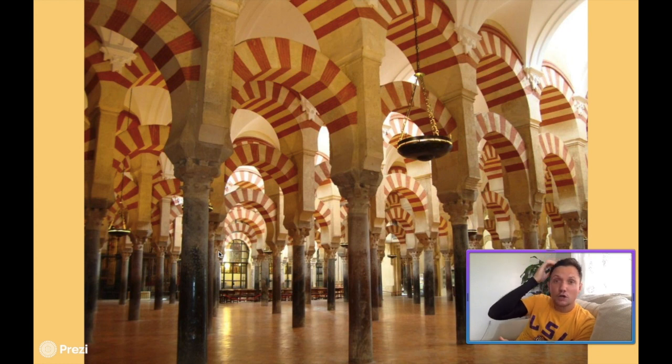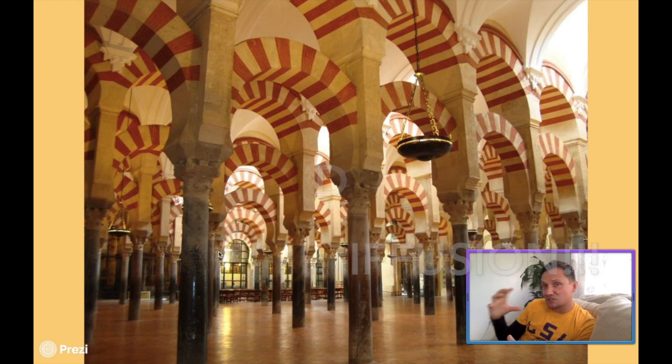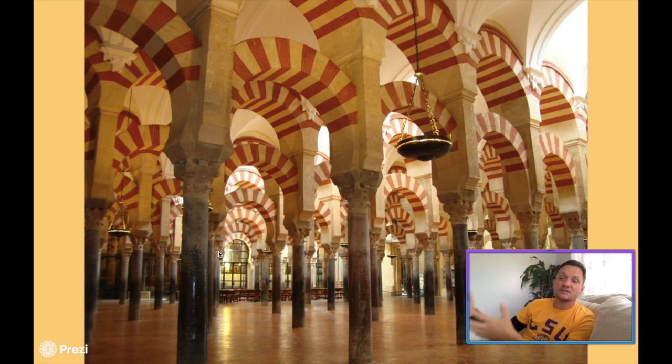That, my friends, is a very important example of something you need to jot down real quick. It's called cultural diffusion, all right? I even put it up here for you, just so you could write it down. Cultural diffusion is the spread of ideas through war or trade, okay? The spread of cultural traits. The reason why Islamic architecture is in the south of Spain has to do with the expansion of the Muslim territory. That is cultural diffusion, right?